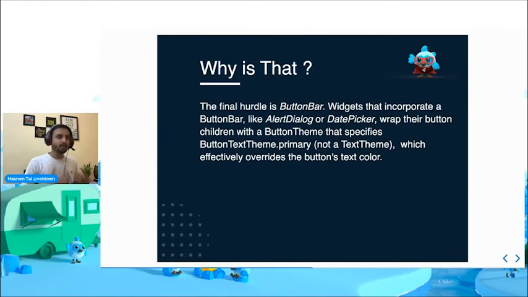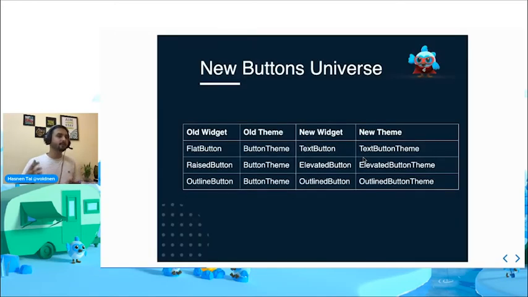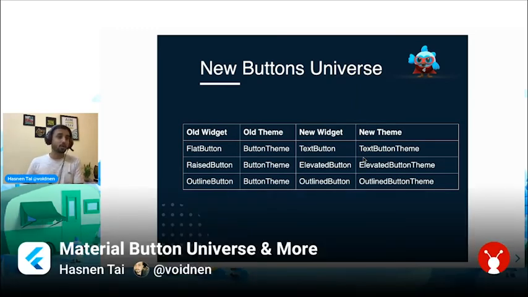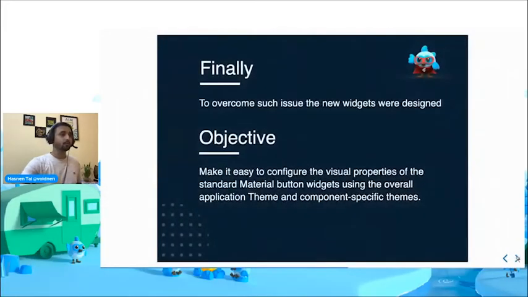So what they decided was to come up with a solution where we redesign the new widgets with a different name, and everyone will have a different theme for different buttons, right? In the last theme we saw that we have different themes for different buttons. The elevated button has a theme called elevated button theme. The outline button has a class called outline button theme, which incorporates and overrides whatever code goes on. So finally, to overcome such issues, the new widgets were designed, right?